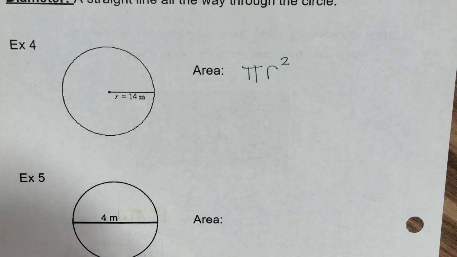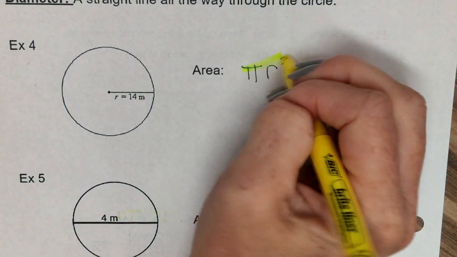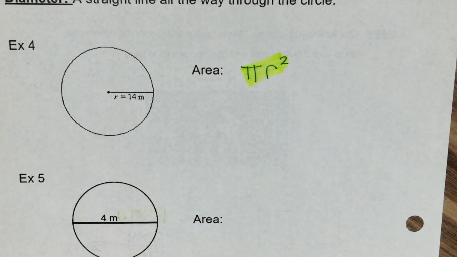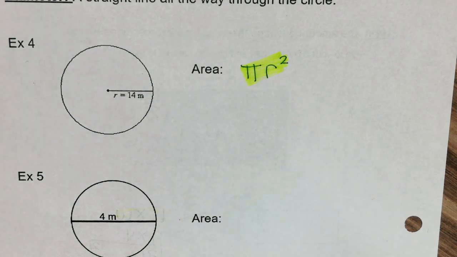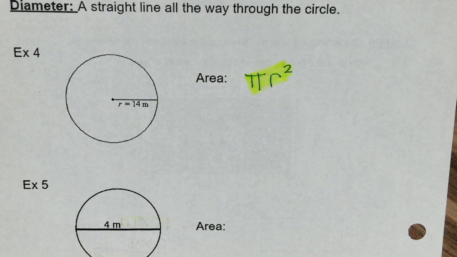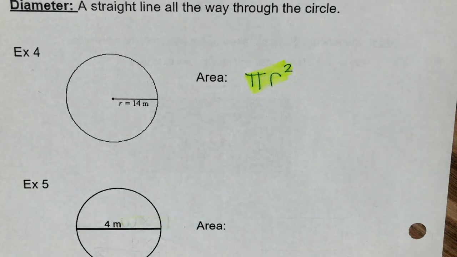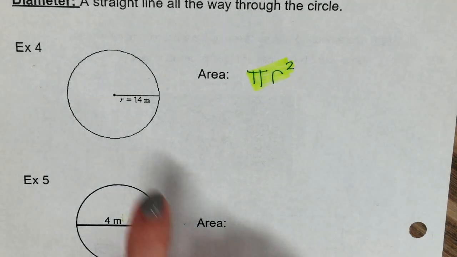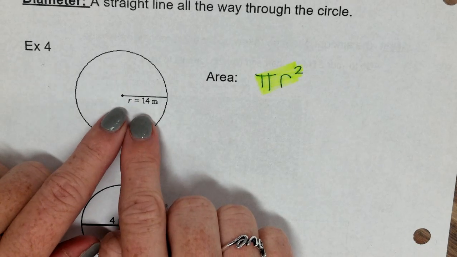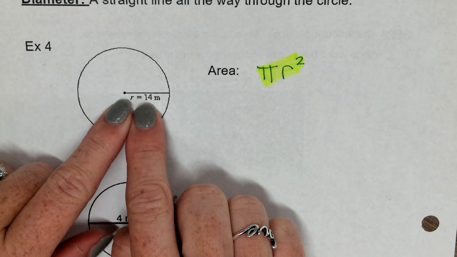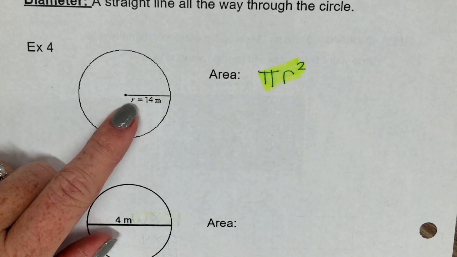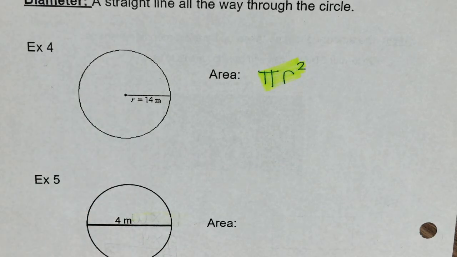And I'm going to highlight it so y'all can find it. So do we need the radius or do we need the diameter? We need the radius because the formula says I need an r, a radius. All right, so look right here. Did they give you a radius in this problem? Yes or no? Focus. Yes, they did.